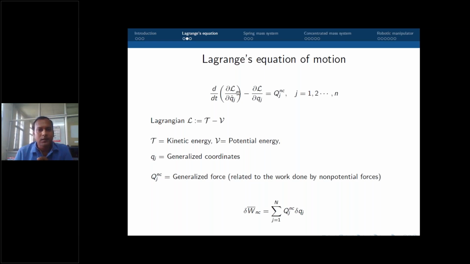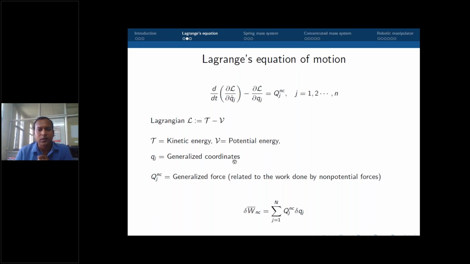Now here this L, capital L, is defined as T minus V. L equals T minus V. This is called the Lagrangian, where T is the kinetic energy of the system and V is the potential energy of the system, and the small q_j are the generalized coordinates.